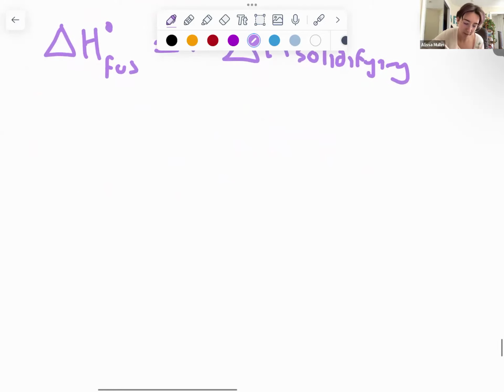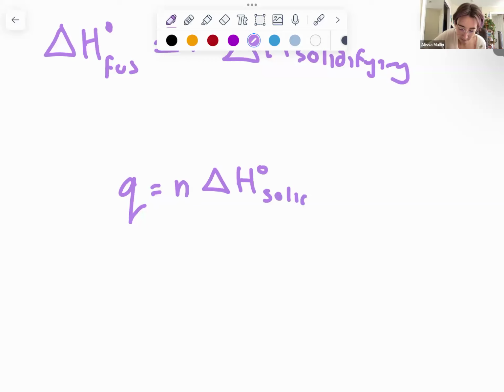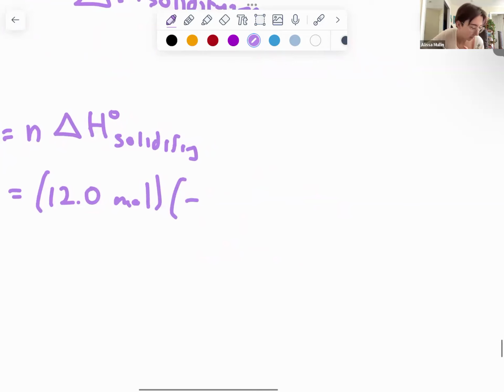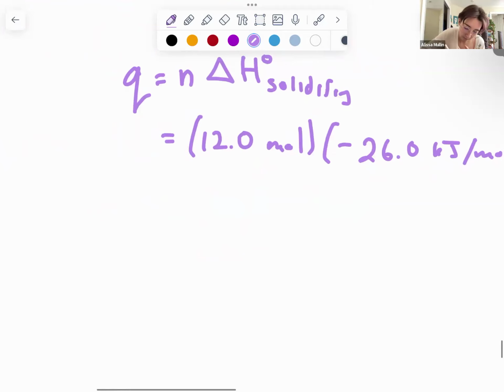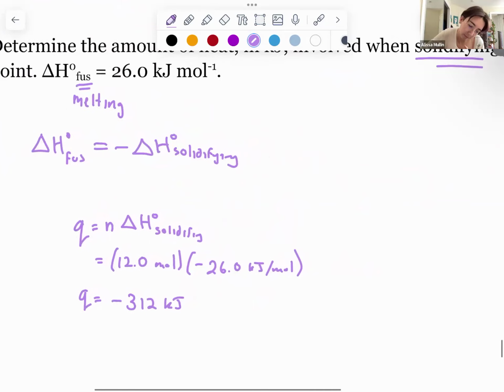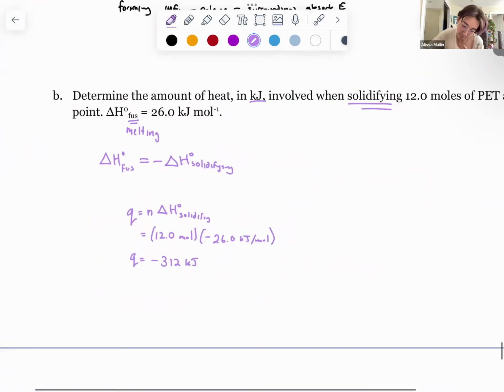Okay, so then when we go to figure out the Q for this, it would just be the moles of thing we have times its heat for solidifying. So that would be 12 moles times the negative 26.0 kilojoules per mole. So your heat involved in this process is negative 312 kilojoules. And the question asked for it in kilojoules, so we are done.